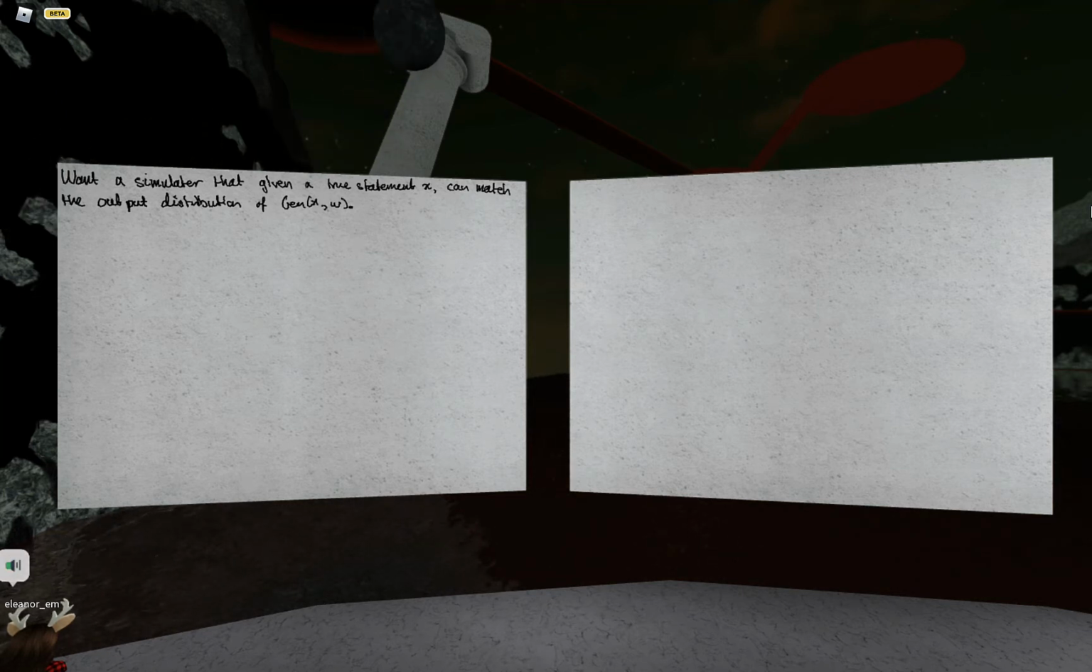So what do we want to do? We want a simulator that, if we give it a true statement, can somehow produce proofs that match the output distribution of the actual prover, the proof generation algorithm. The problem is that this is nonsense. Okay, there's at least two things that go wrong here.